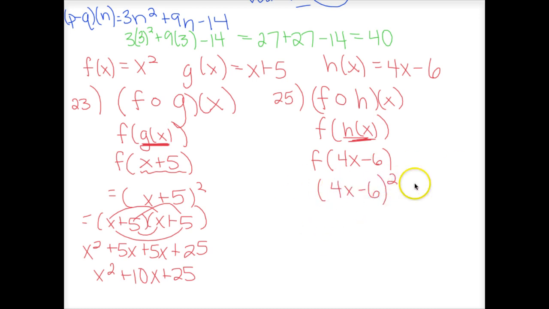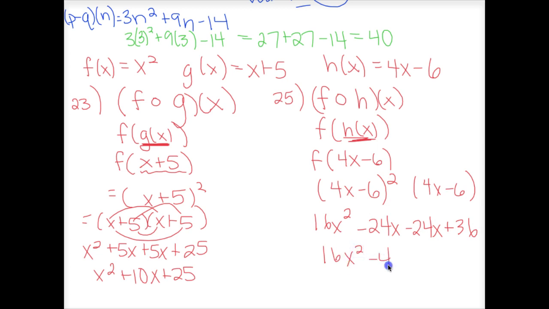Again, FOILing here, it's 4x minus 6 times 4x minus 6. So firsts are 16x squared. Outsides and insides both give you 24x, and lasts give you a plus 36. So that's how I got 16x squared minus 48x plus 36. All right, so that covers our function operations.